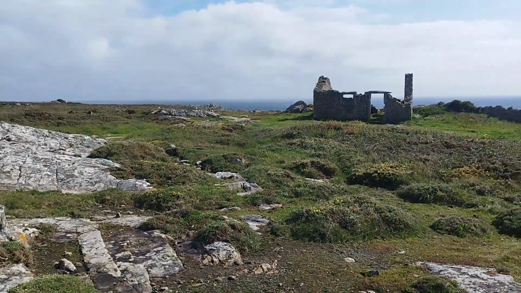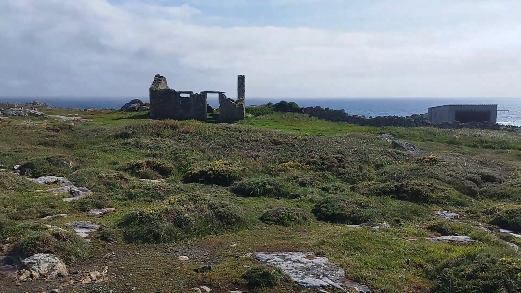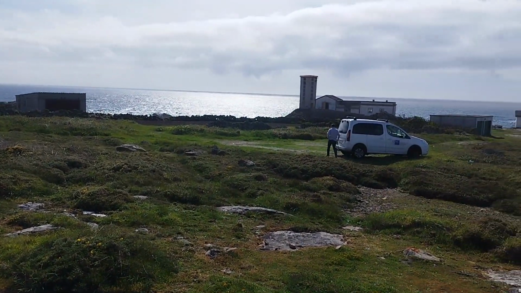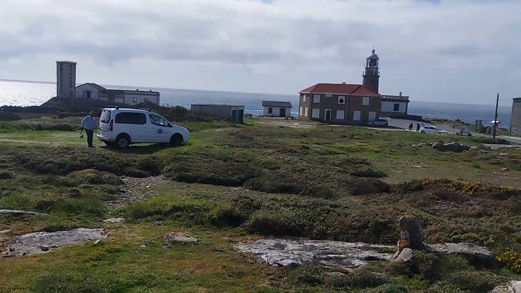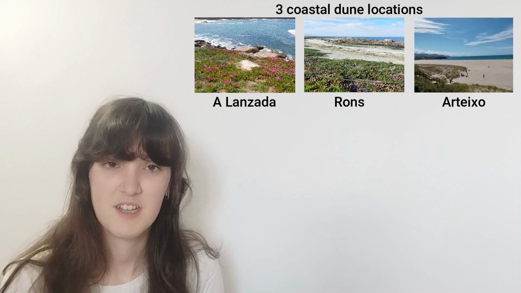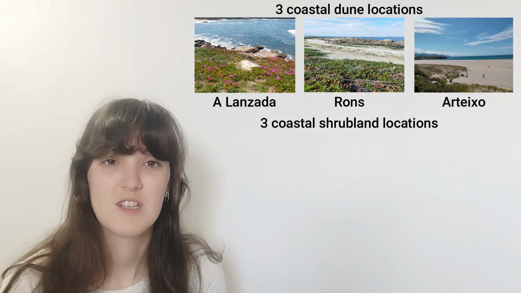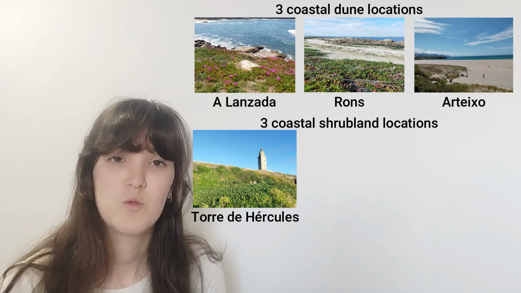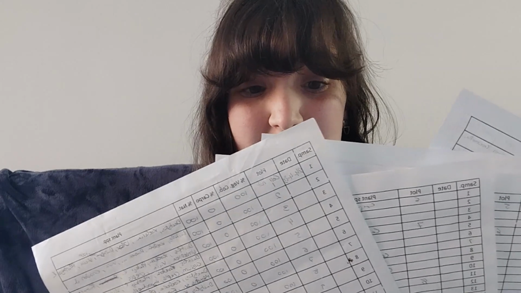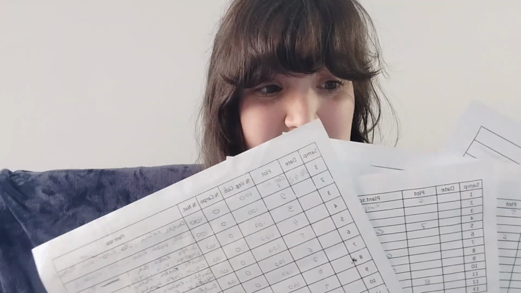It's my last field day, and I'm going to my third and last shrubland location. To summarize, I go to 3 coastal dune locations, Aranzada, Rons, and Arteixo, and to 3 coastal shrubland locations, Torre de Hércules, Punta Herminia, and the last one. Wow! I have a lot of information to analyze with statistics.